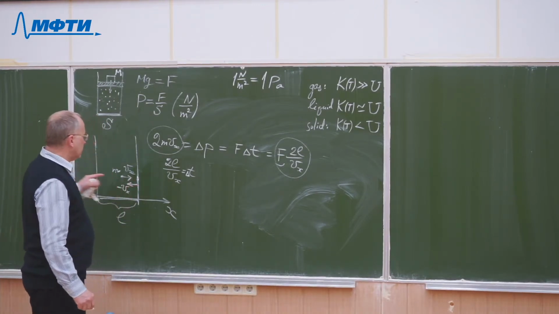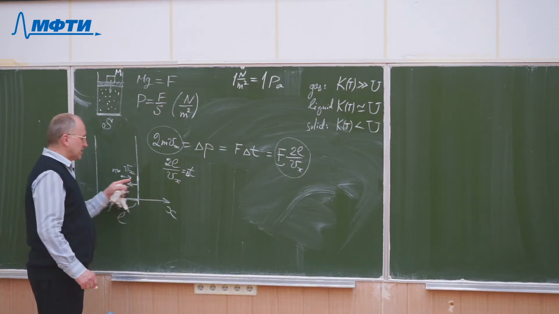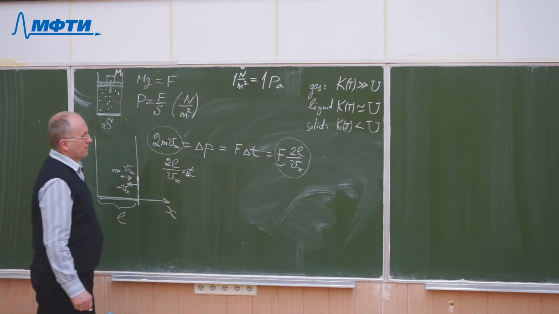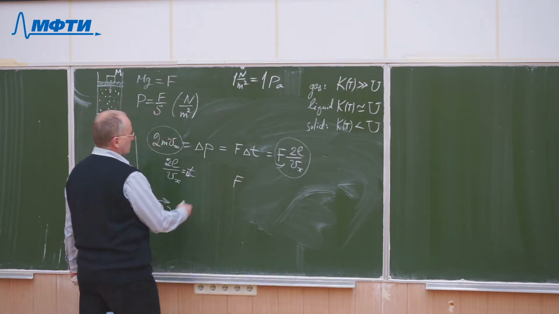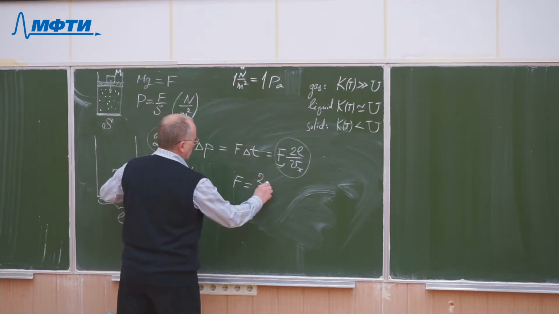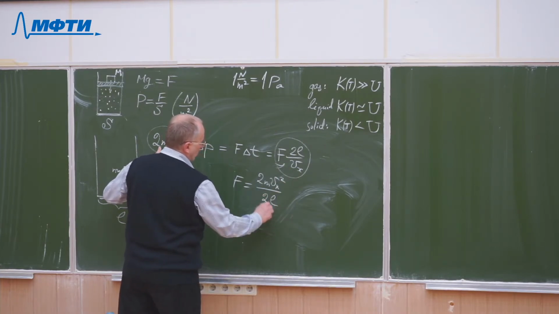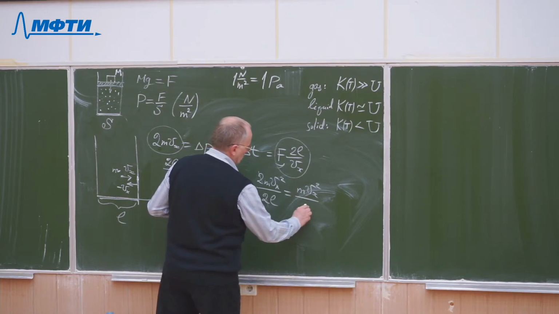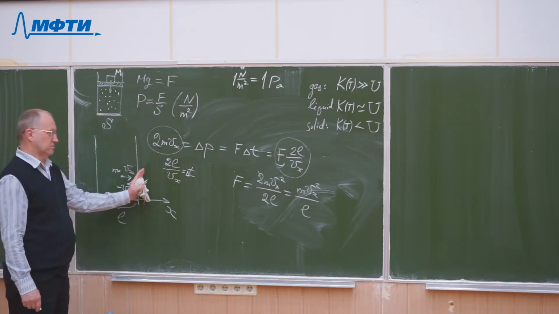And on average, this hitting the wall will push the wall slightly rightwards. And that means that some average force is acting on this wall from this single molecule which is flying here. So we can assess this force from this equation. It will be 2mvx squared divided by 2L. The 2 and 2 will cancel, and what we have is mvx squared over L. That is the force acting on the wall from a single molecule.